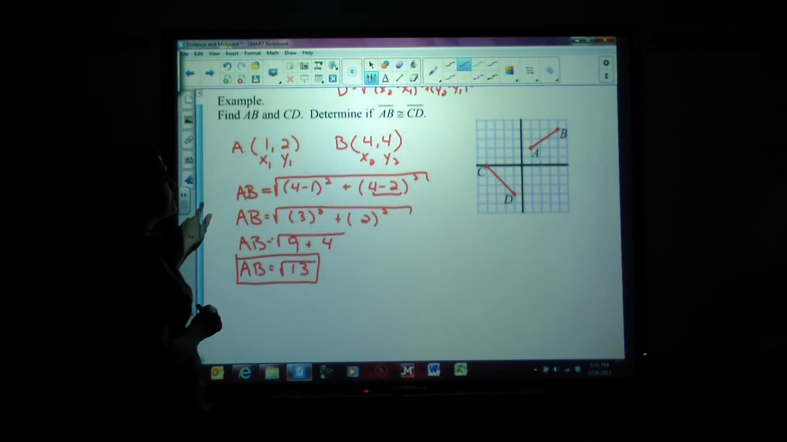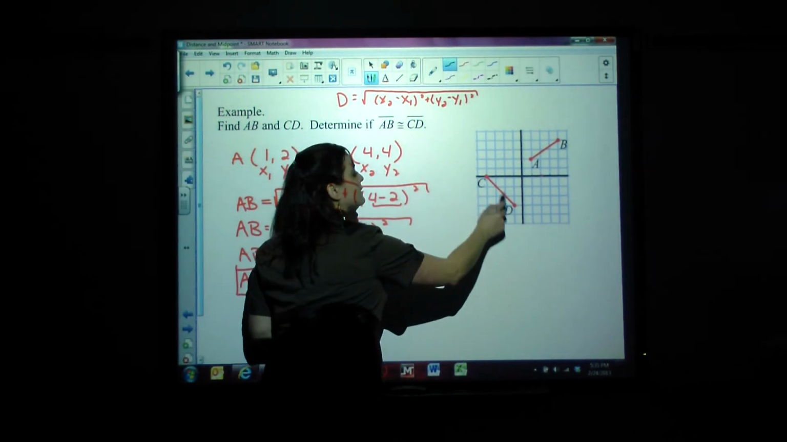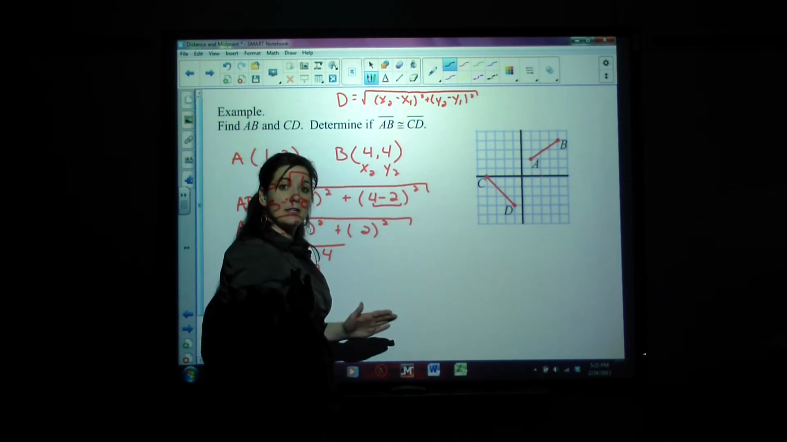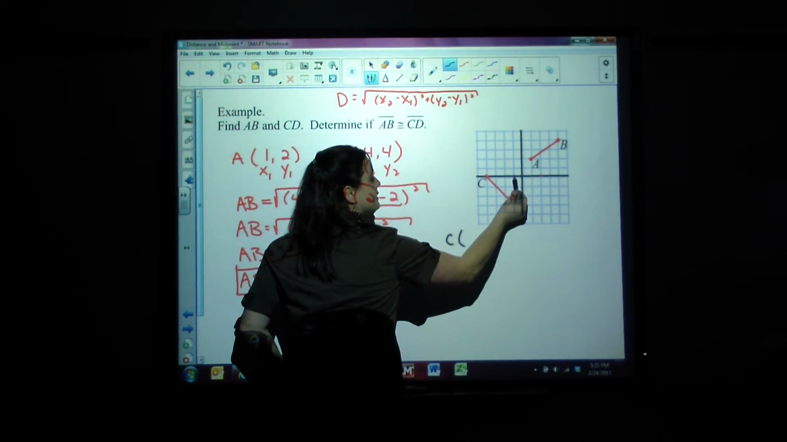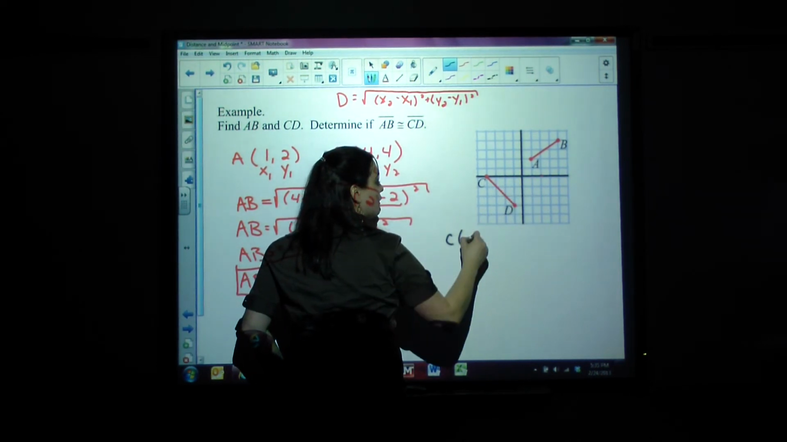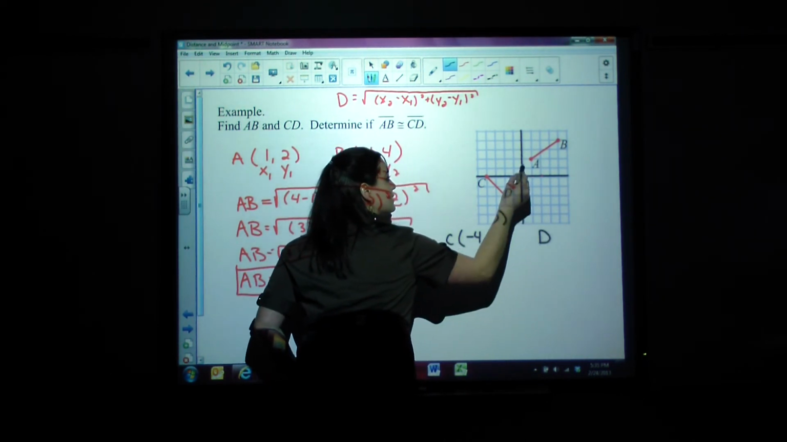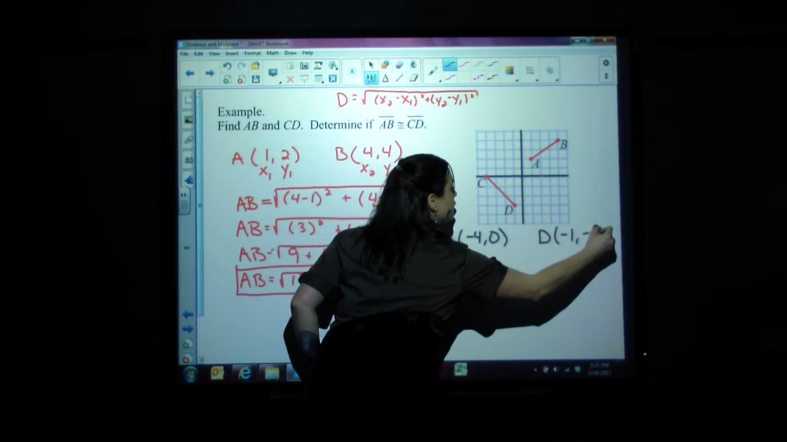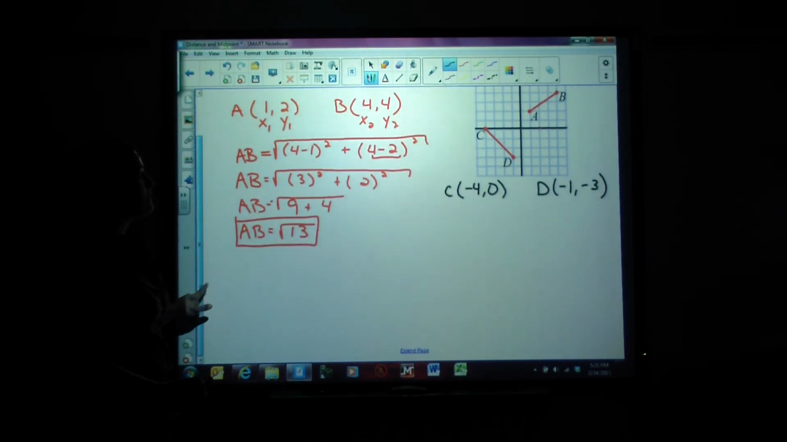Now, let's use this same formula, same ideas, same concept, to find the length of CD. So, first step, let's identify where's C and where's D. C happens to be at negative, because I'm going left, 1, 2, 3, 4, negative 4, 0, no up and down. And D is at, let's see, left 1, down 1, 2, 3, so we'd be at negative 1, negative 3. Remember how to find your points on the coordinate plane. So, let's go ahead and use that distance formula.